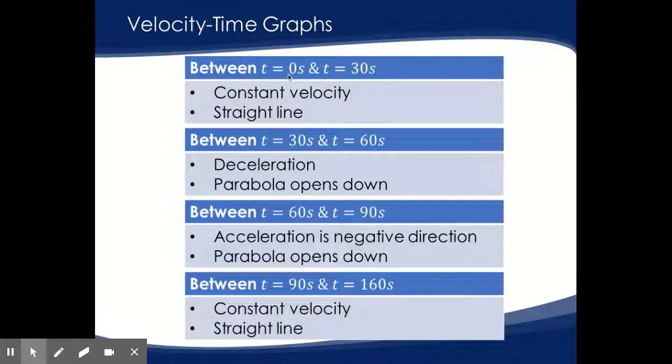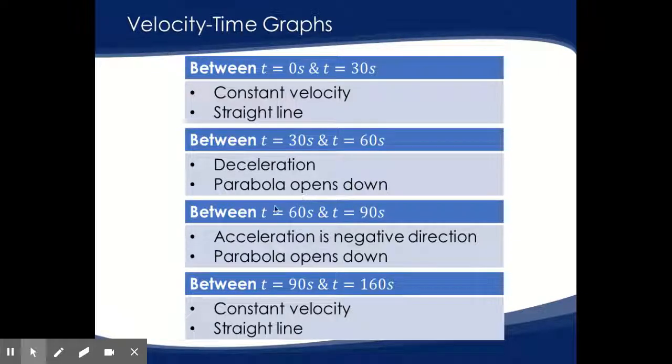We know that between 0 and 30 seconds, that was a constant velocity. We had a straight line there on our velocity time graph. So that means on our position time graph, a constant velocity is also represented by a straight line. This will be a straight line in the positive direction, which means it'll angle upward. Between 30 and 60 seconds, you had a deceleration. You were slowing down, and from the position time graphs we talked about last class, you know that if something is accelerating or decelerating, you're going to have a curved line. So here we would have a parabola. It's going to open down.